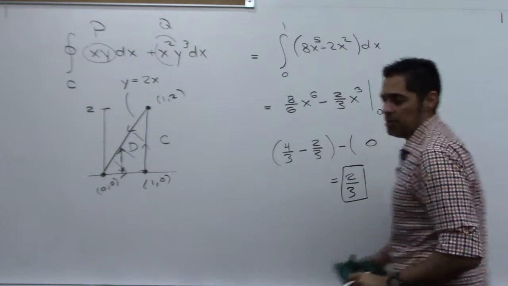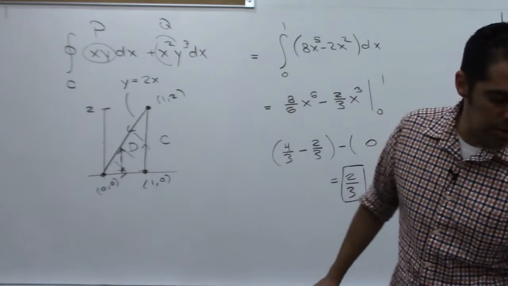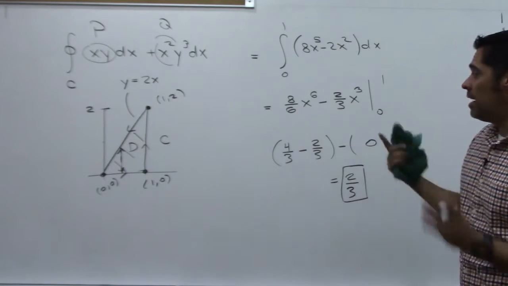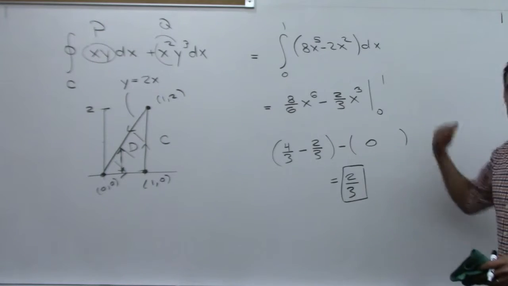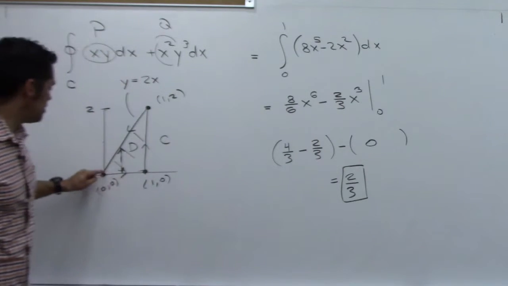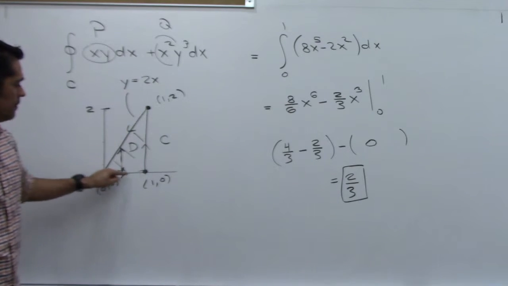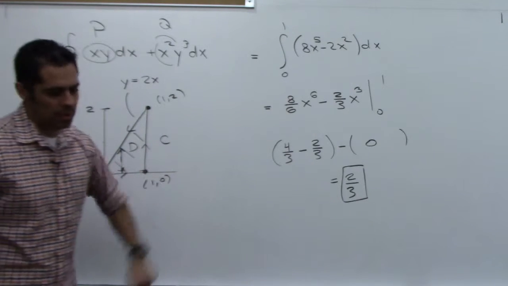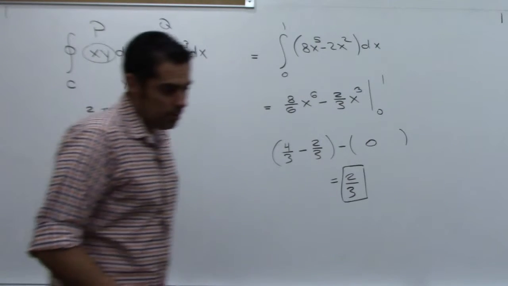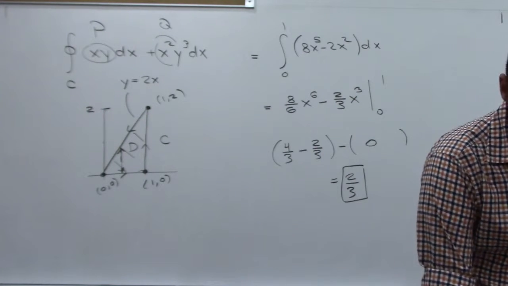Now, the book asks you to do this in two ways. They want you to do it using the good old line integral and then compare that answer to Green's theorem. I'm not going to show you the line integral way. That's where you'd have to come up with parameterizations to go around this thing. And we'll get the same answer of 2/3. I'm just showing you how to apply Green's theorem. Do the other way on your own.